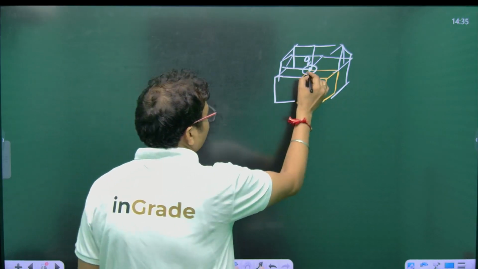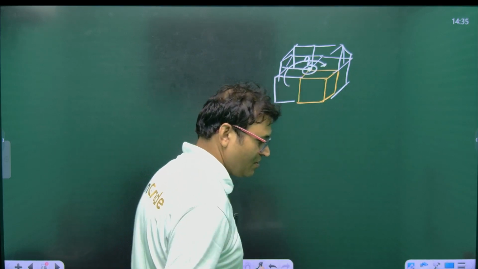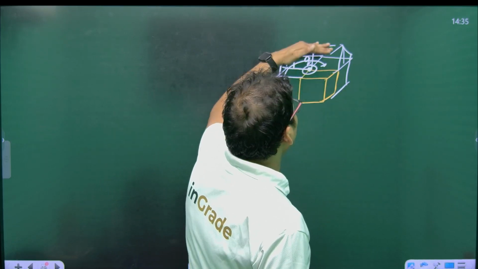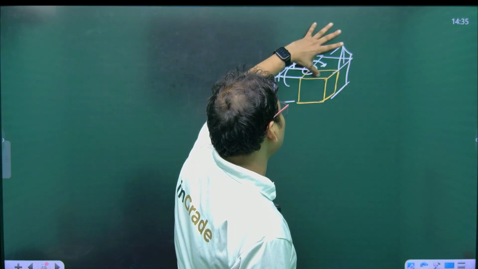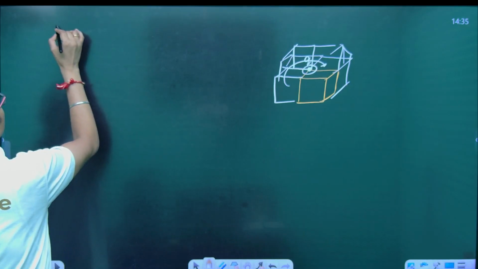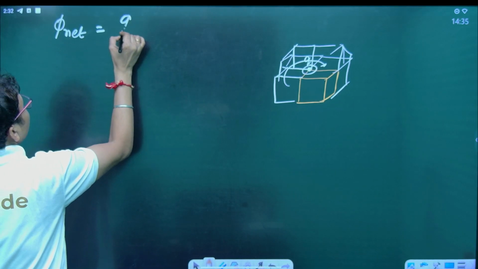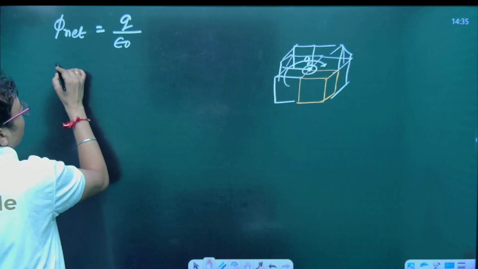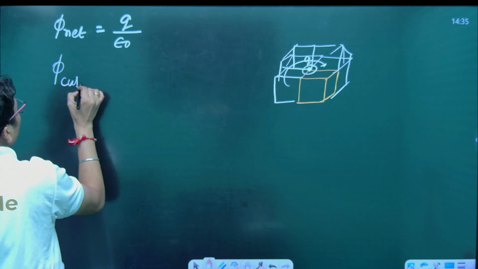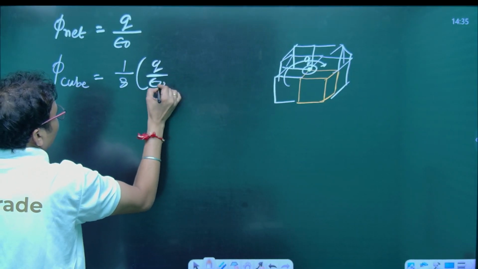If the charge is at one corner of the cube, we require 3 more cubes, and over that one more layer of the cube, 4 cubes. So total will be 8. So this will be the enclosure. So phi net will be equal to the charge enclosed upon epsilon naught. So phi from each cube from the symmetry will be 1 upon 8 of q by epsilon naught.